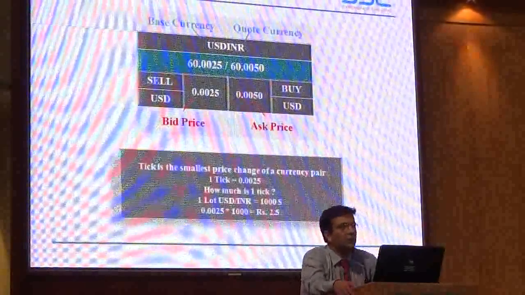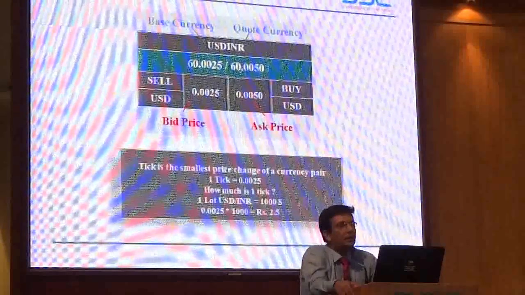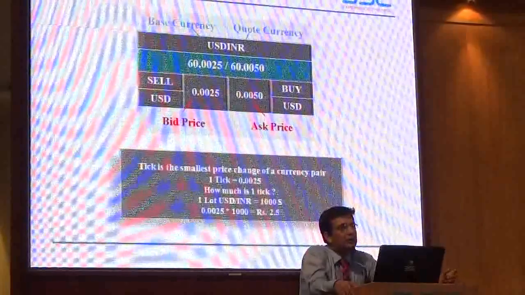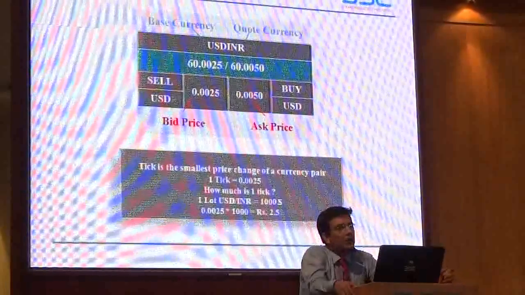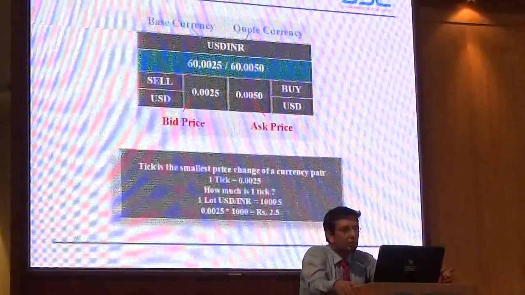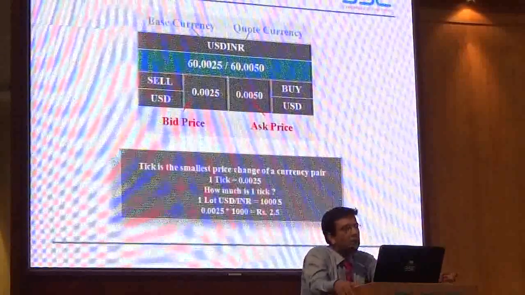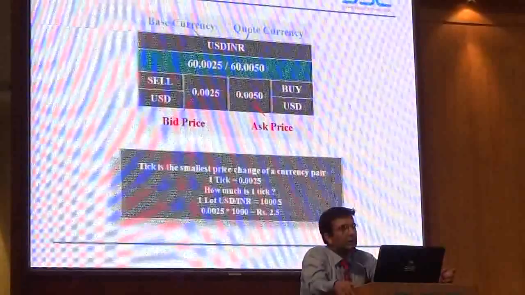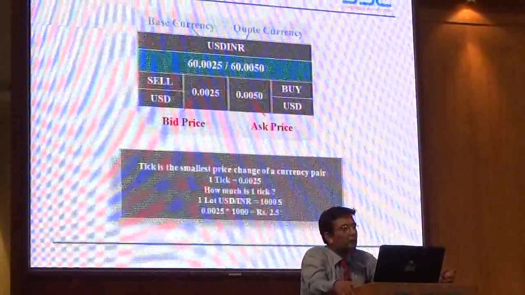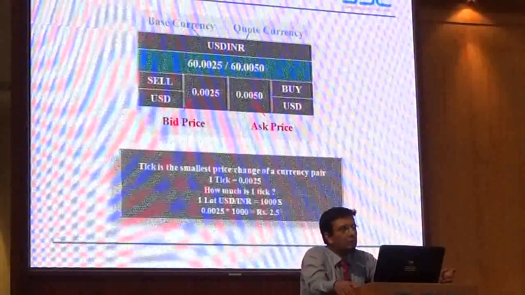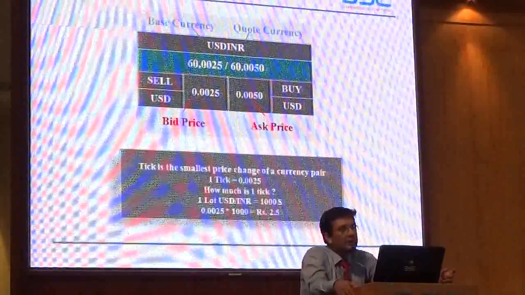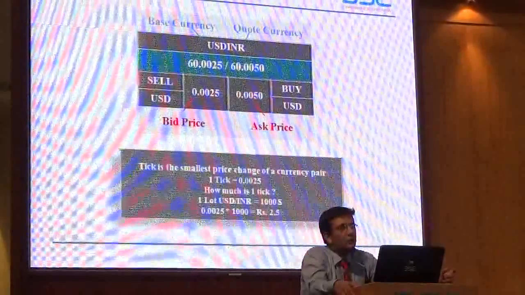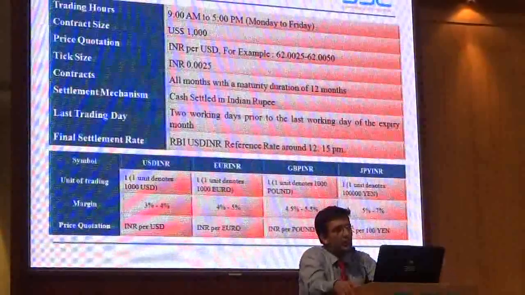Unlike equities and commodities, here a pair is traded. If I say a pair, any currency has to be paired with some other currency. Like only dollar cannot be traded singly, so it has to be with rupee, dollar-rupee or rupee-euro or something like that. So the quote is like $1 per rupee. It's in terms of rupee only. The quotation and the tick size is quarter paisa. So the contract size is around $1,000, which we'll talk about later.